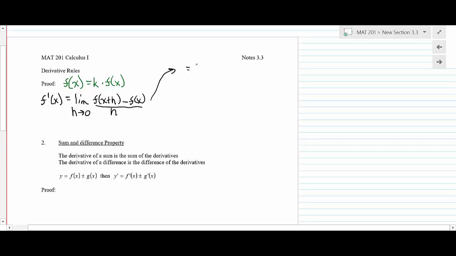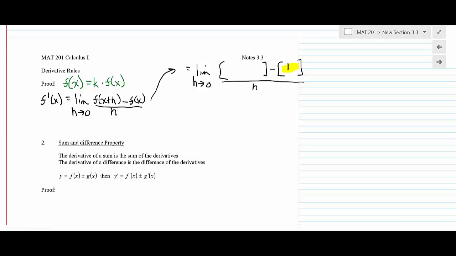So that's going to be equal to the limit as h goes to 0, and then let's put everything in here and see what we get. Can you tell me what would go there? What did I give you? Yeah, that's what we're working with. So we're going to put a k f of x there. How about what goes here? K f of x plus h. Good. You just change the x to x plus h. So what goes here is k times f of x plus h.